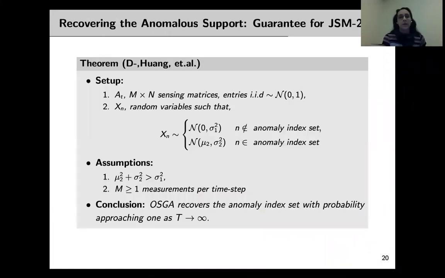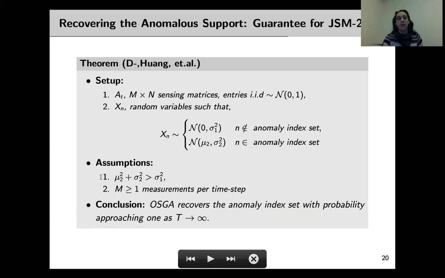So we need to show that this actually works. And so we have this theorem. This is saying that if you have your A_t, your m by n sensing matrices, with standard Gaussian entries, and then you have your random variables, most of which are distributed with mean 0 and standard deviation sigma 1. The rest of which are normally distributed with a different mean and a different standard deviation.